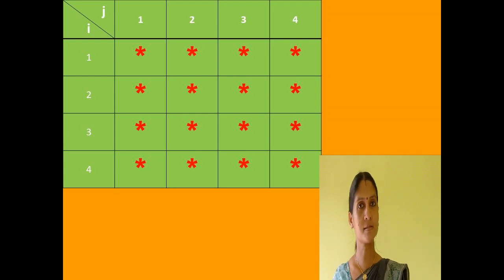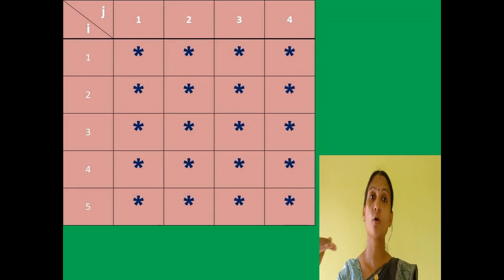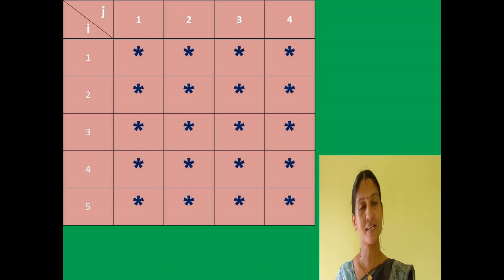But in the next step we will create a rectangle. See, here we have 4 columns and 5 rows. That means length and breadth are different. Then we can create a rectangle.